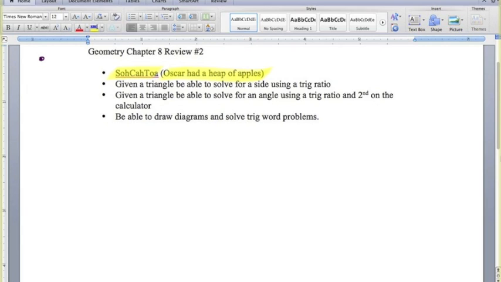And however you're going to remember those, whether it's with SOHCAHTOA, you have to know how to spell it, because if you spell it wrong, then it's wrong. That's the whole thing, is the spelling there. So SOHCAHTOA, or making up a story, make sure you know your three trig functions and the fractions that they give you.